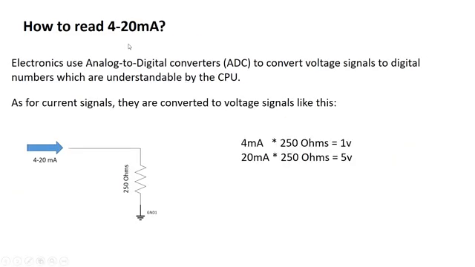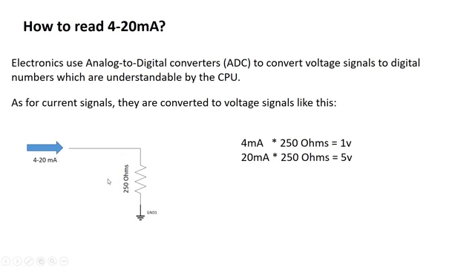But how can the microcontroller or PLC read the current signal? Now, electronics use analog to digital converters to convert voltage signals to digital numbers, which are understandable by the CPU. Now, as for current signals, they are converted to voltage signals like this.